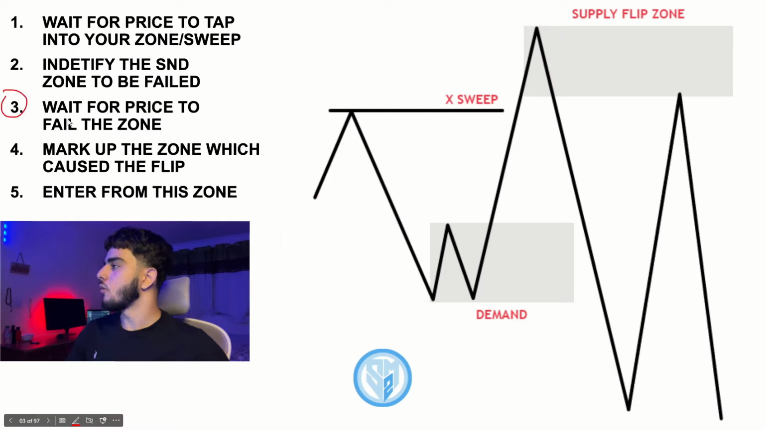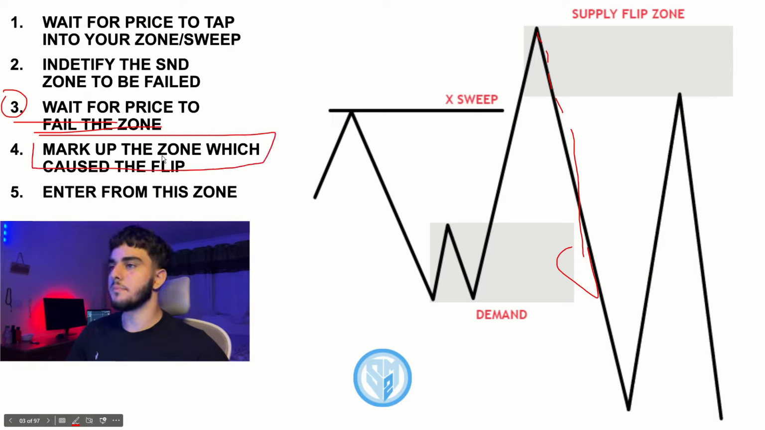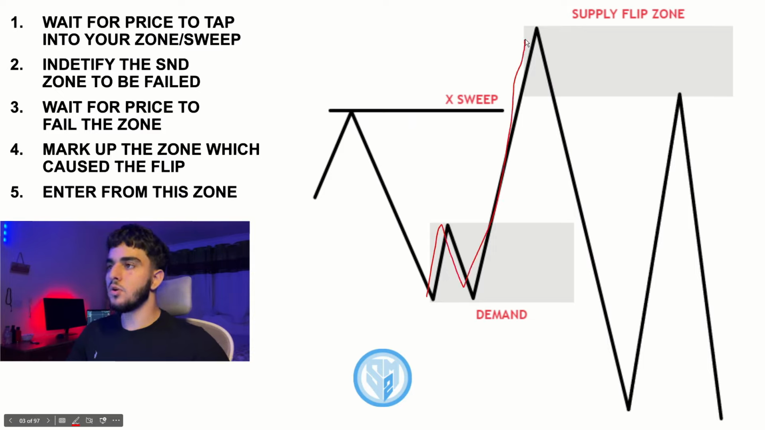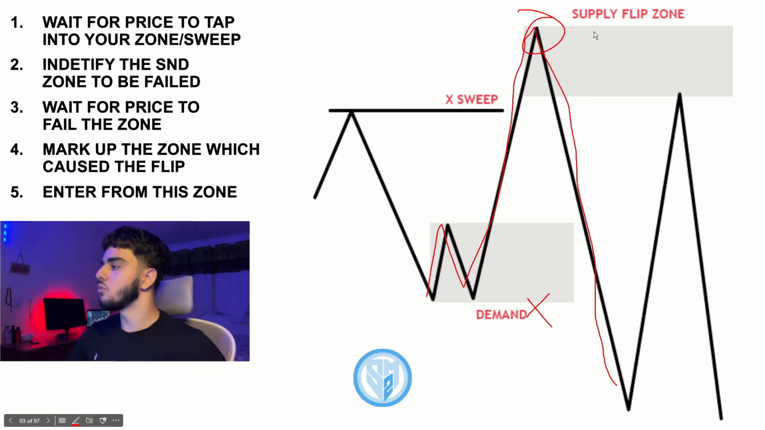But yeah, number 3, wait for price to fail the zone. Very simple step. All you need to do is wait for price to come down and fail this level. And then after that, we mark up the zone which caused the flip. What I mean by the flip is, previously we may have been bullish. After we saw this demand zone failing, we can see there was a flip in the market, right? We flipped from demand to supply, and we need to mark up the zone which caused this. And in this case, that was this zone all the way up here. So we mark this up and then we enter from this zone.